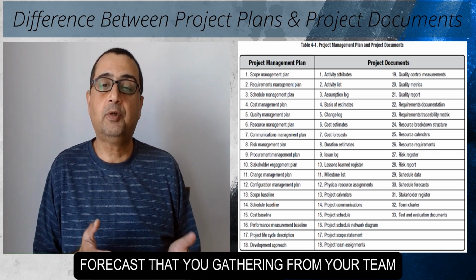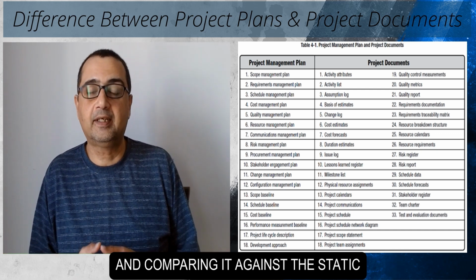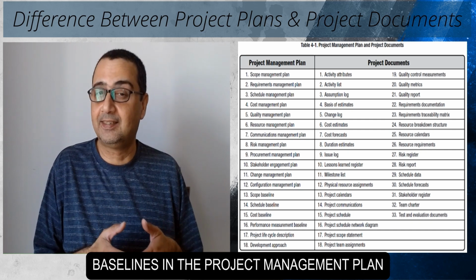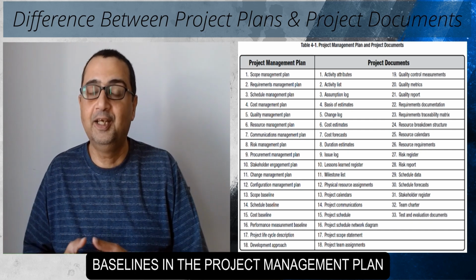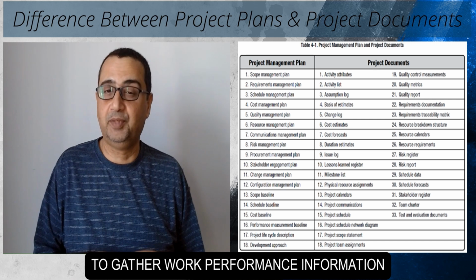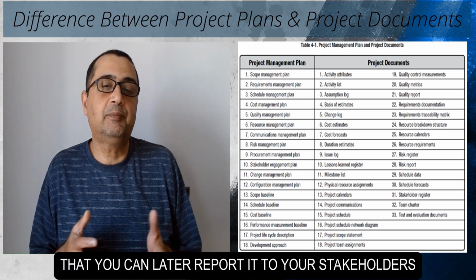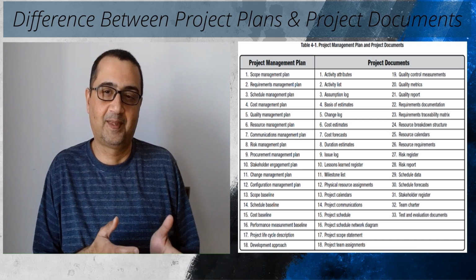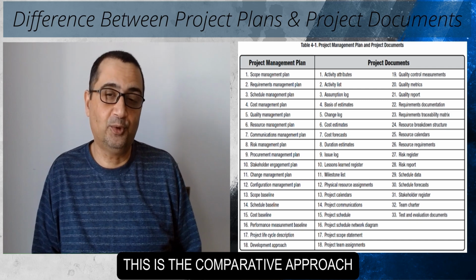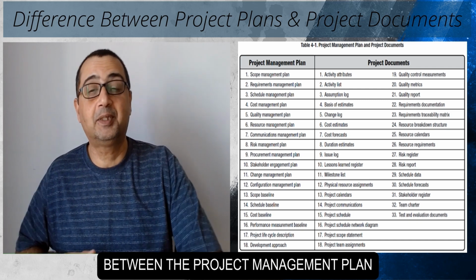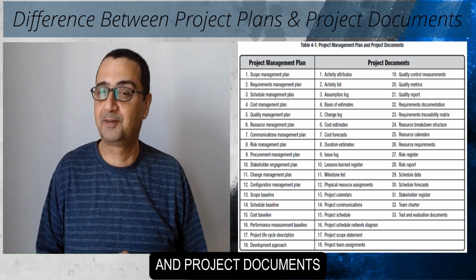If you take a look at the lower right hand corner, you'll see stakeholders register, schedule data, schedule forecasts that you're gathering from your team and comparing it against the static baselines in the project management plan to gather work performance information that you can later report to your stakeholders. This is the comparative approach between the project management plan and project documents.